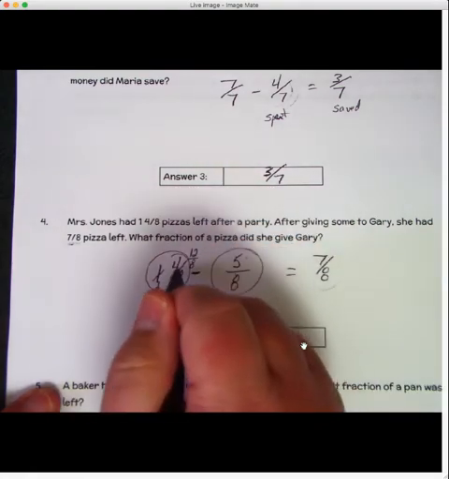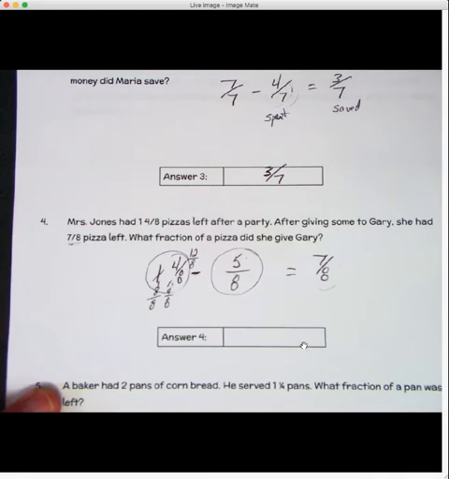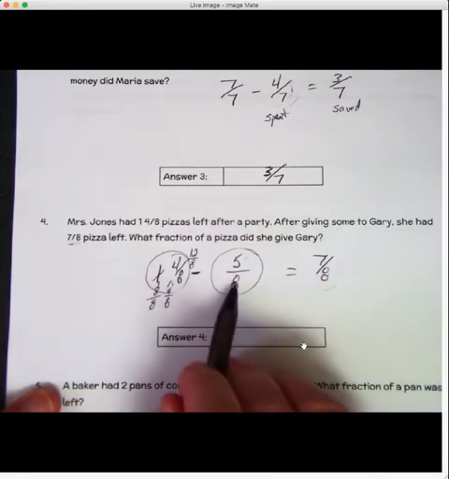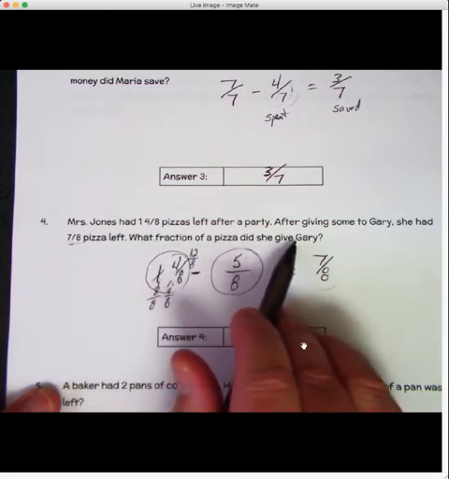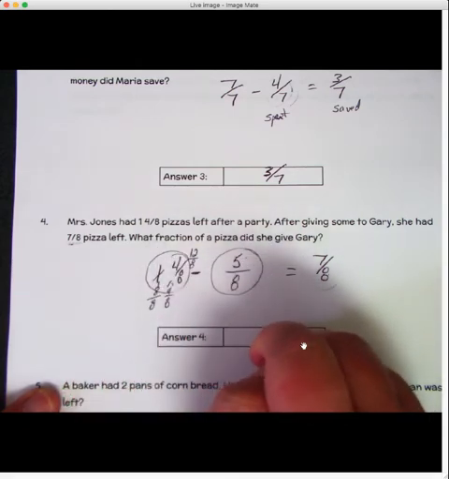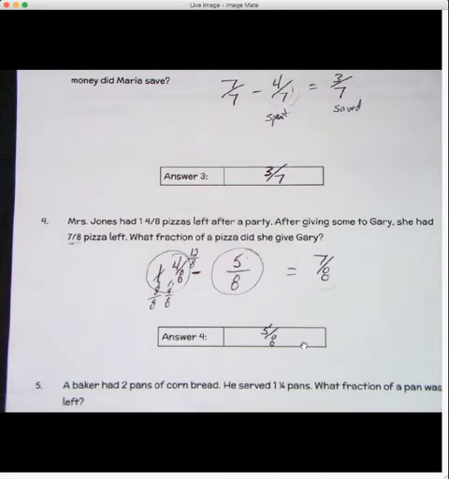So she started with this much. She ended with this much. So she gave away this much. What fraction of pizza did she give Gary? She gave him 5/8 of a pizza.